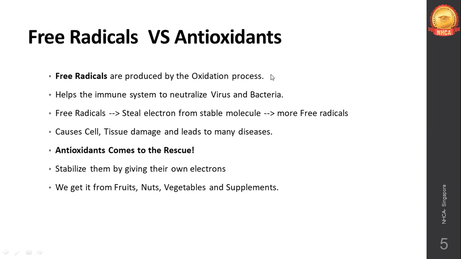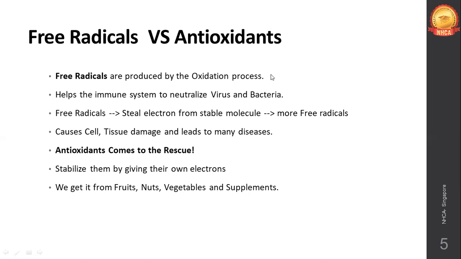Free radicals steal the electron from a stable molecule. This stable molecule could be organic or inorganic. Organic means a part of your body. Inorganic means some metals and minerals in your body. So free radicals are capable of stealing an electron from a stable molecule and creating more free radicals. This causes cell and tissue damage, and it could lead to many diseases if you do not have enough antioxidants. Antioxidants will come to rescue the situation.